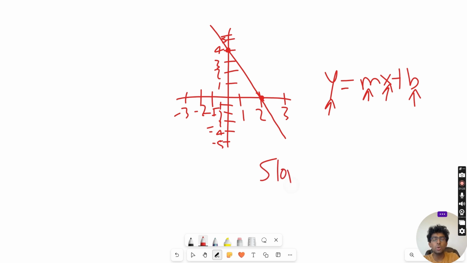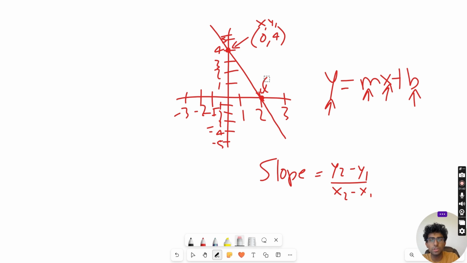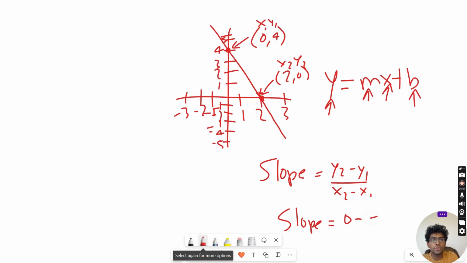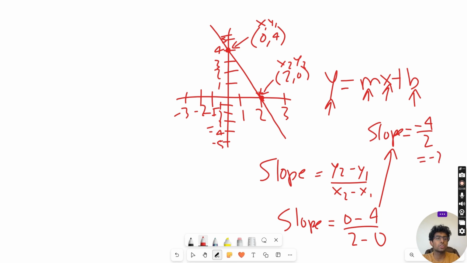So to find the slope, we do the equation y2 minus y1 over x2 minus x1, where we can call this point our x1, y1, and we can call this point here our x2, y2. So our slope would be 0 minus 4 over 2 minus 0, because y2 minus y1 over x2 minus x1. I'm going to move the calculation up here so you guys can see it a little better. It'd be negative 4 over 2 or negative 2 as our slope.